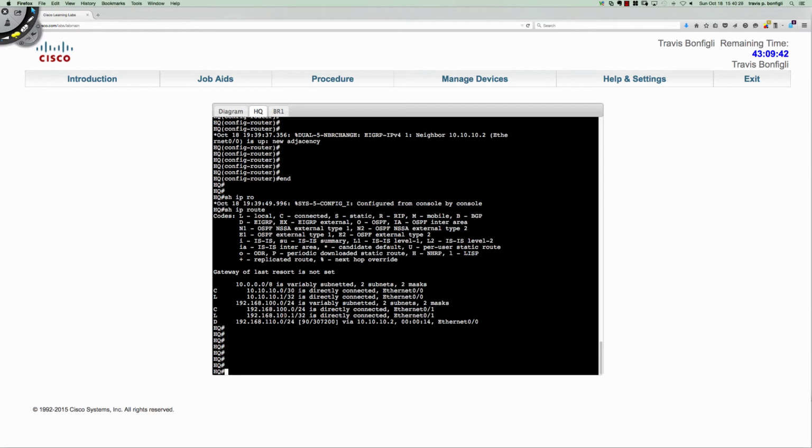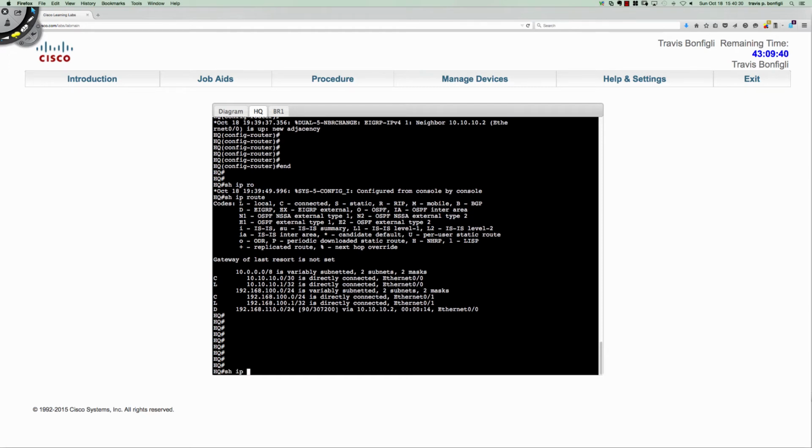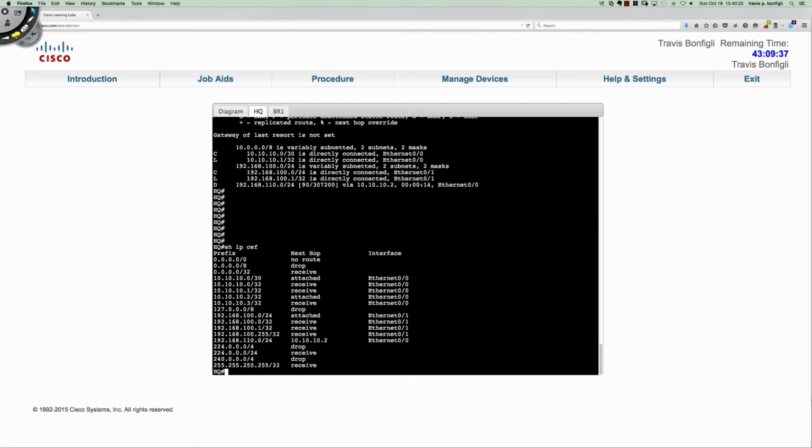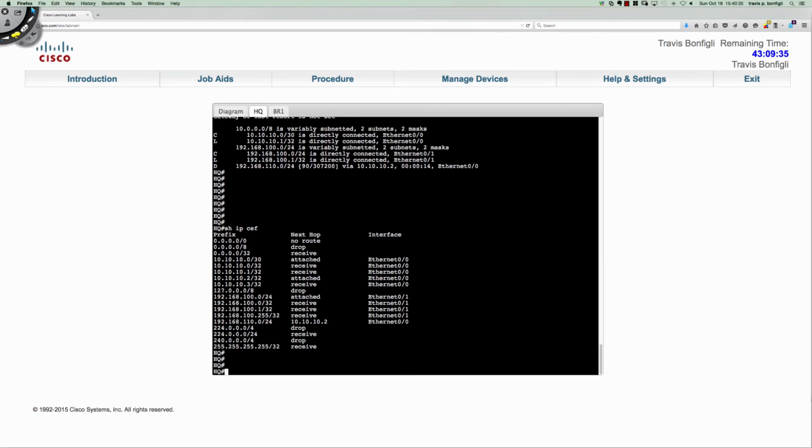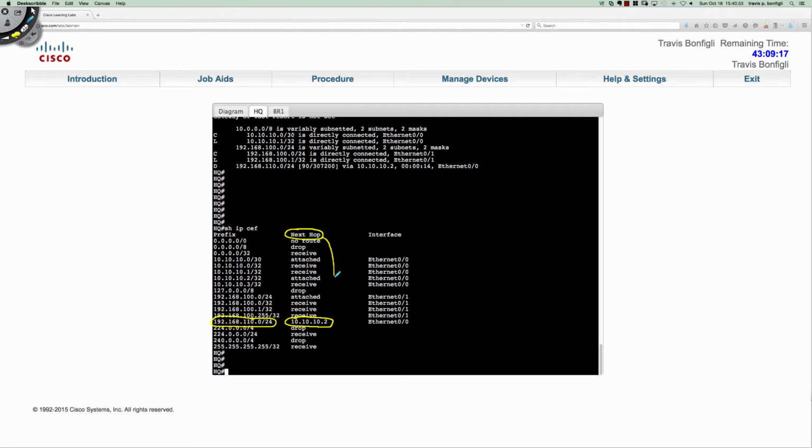192.168.110.0/24. So now let's go ahead and say show ip cef. Let's take a look at the FIB, the forwarding information base. So when I say show ip cef, do we now have a new entry here for 192.168.110.0/24? We do. And take a look at this here. So the next hop, right? So the FIB is my layer 3 information. It knows that for me to get to the 192.168.110.0/24, my next hop is going to be 10.10.10.2.